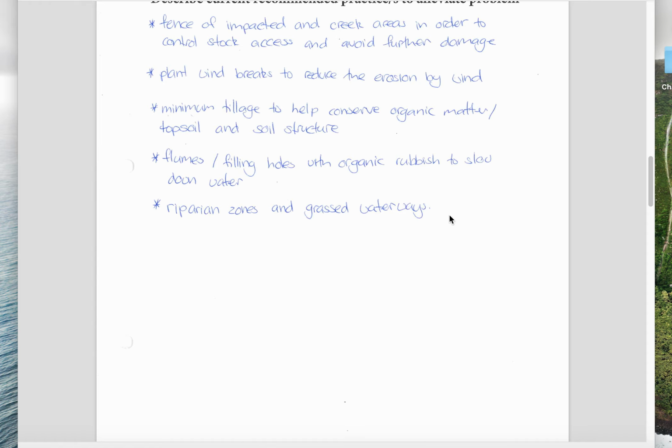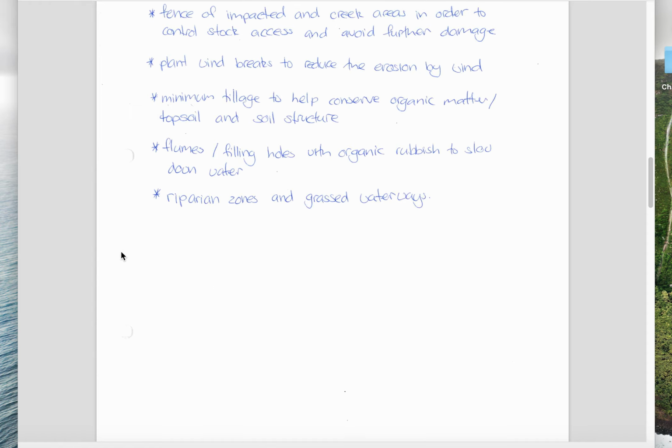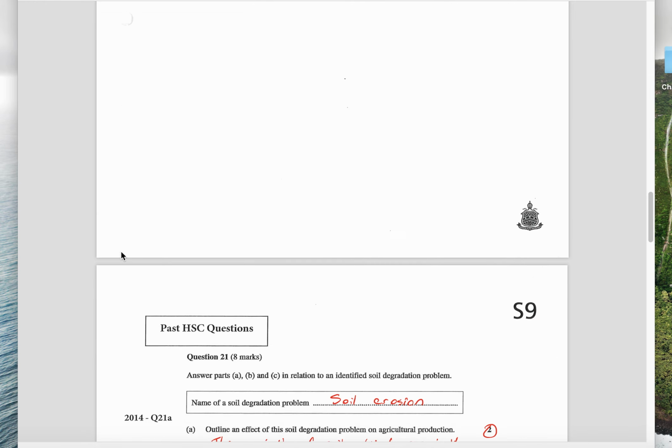And then lastly, riparian zones and grass waterways are also a good method to help reduce soil erosion, and you'll look at those a little bit more in coming dot points.